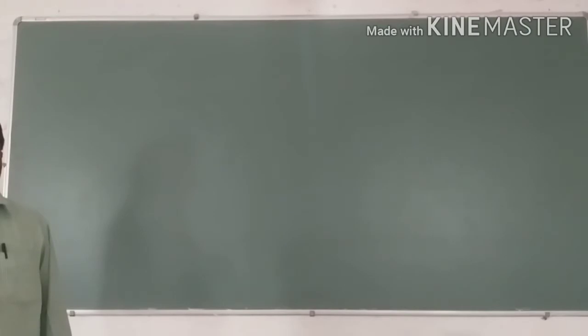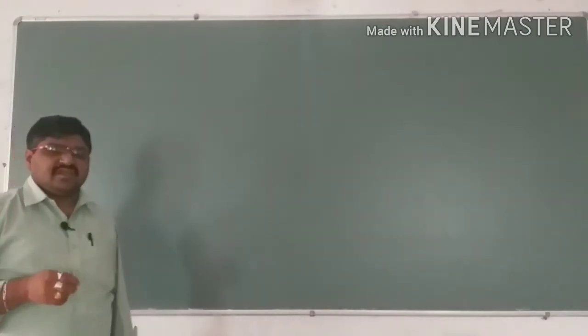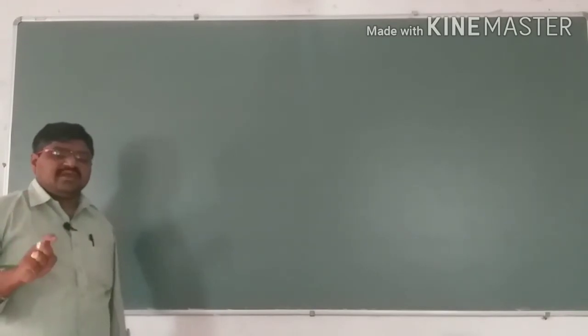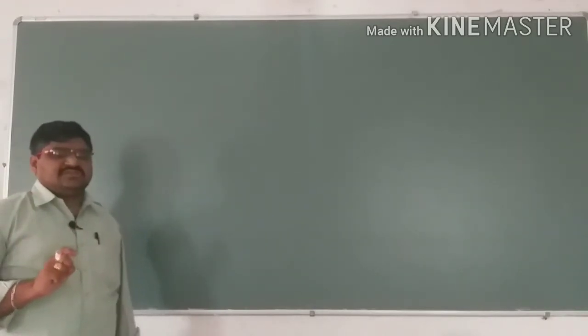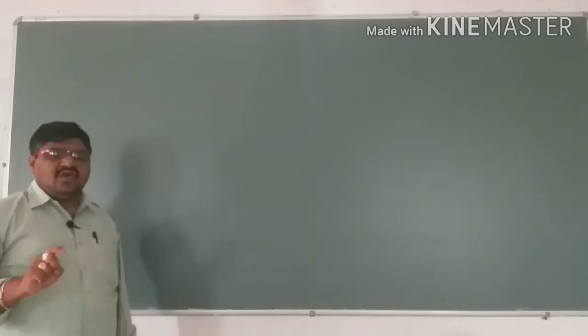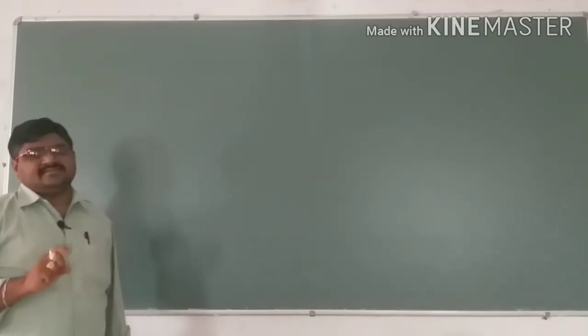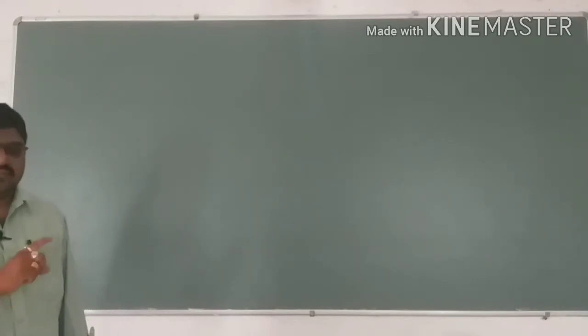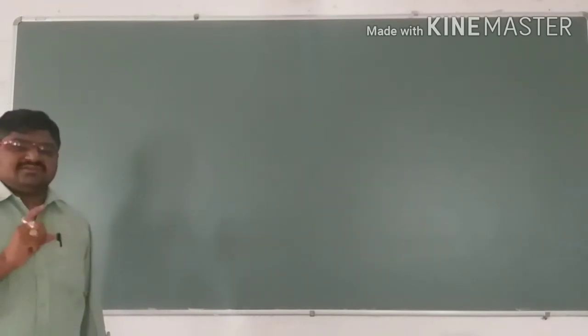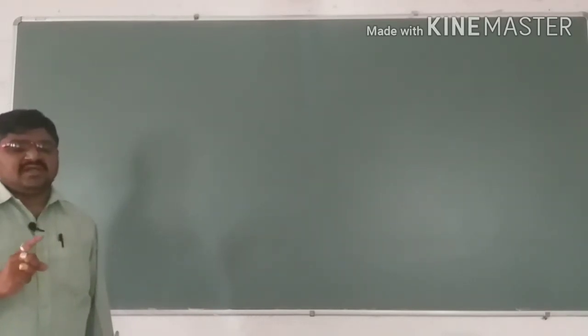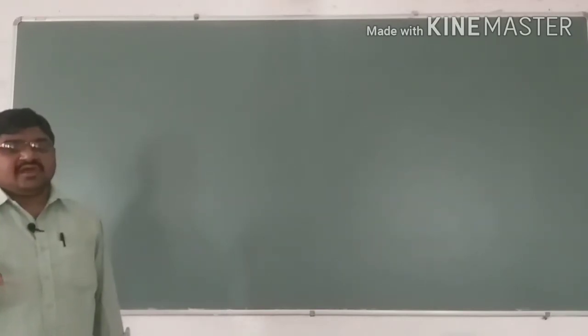Later we studied productivity. There are four components in an ecosystem: first is productivity, second is decomposition, third is energy flow, and last is the nutrient cycles. We have already studied productivity, decomposition, and energy flow.